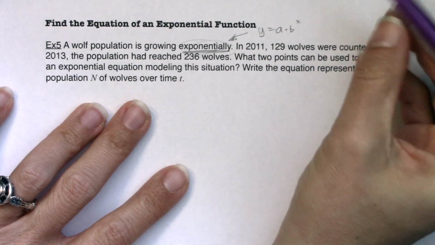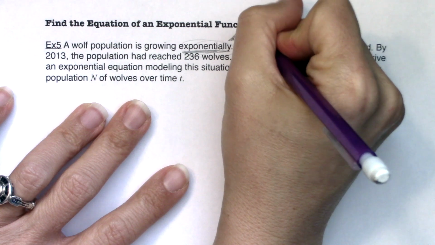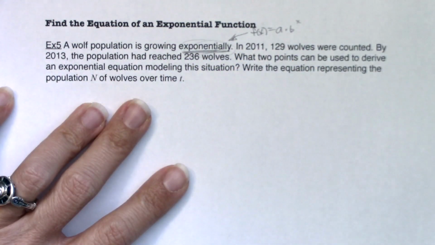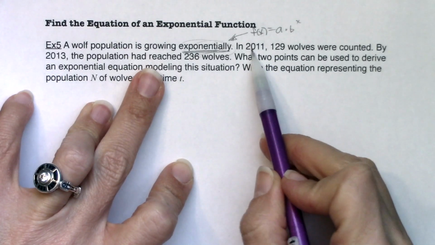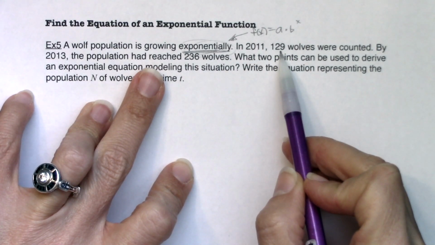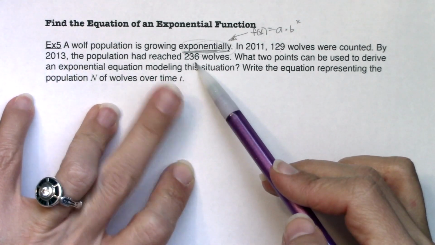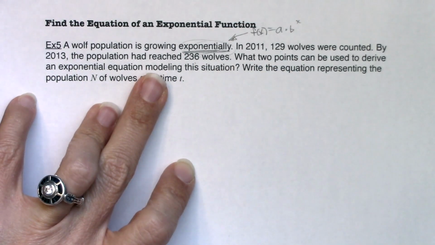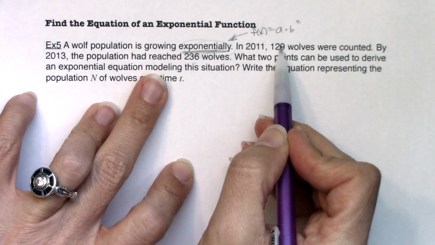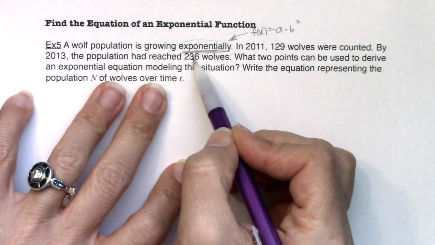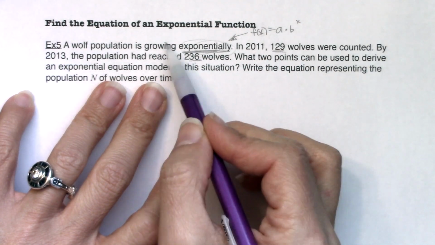Or if I want to be fancy, because we are in college algebra, I'm going to say f of x equals a times b to the x. Okay, so it's growing exponentially. In 2011, 129 wolves were counted. By 2013, the population had reached 236 wolves. So as I see this, in 2011 there were 129 wolves, and by 2013 there were 236. That shows me the wolf population is growing, right? That's what it said here.